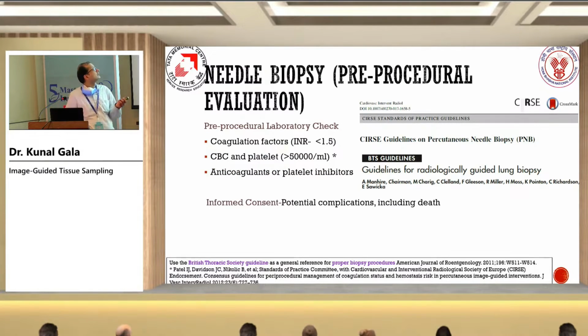Coming on to the needle biopsy pre-procedure evaluation. So before starting any biopsy, one needs to check the guidelines and check the prerequisites, what is required. So the most important is CBC, platelets above 50,000, coagulation INR of less than 1.5 is required. If patient is on any antiplatelets or anticoagulants, that needs to be stopped. And obviously patient needs to be informed about the procedure and the complications associated with it.